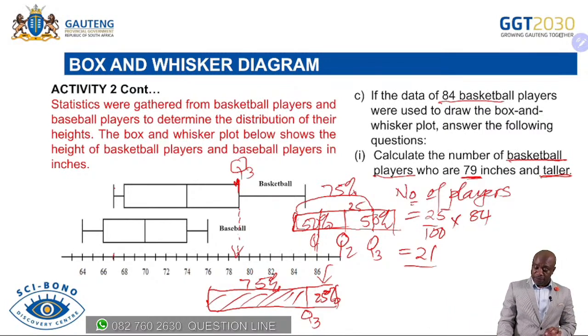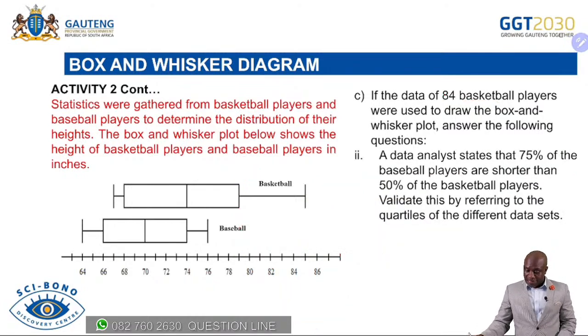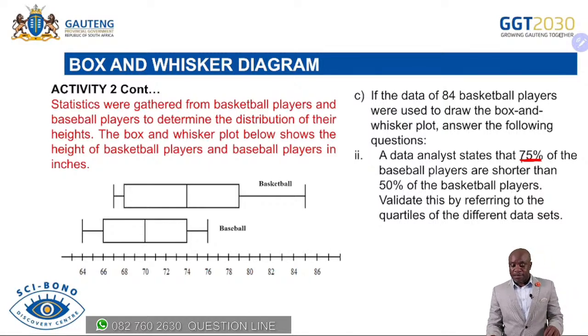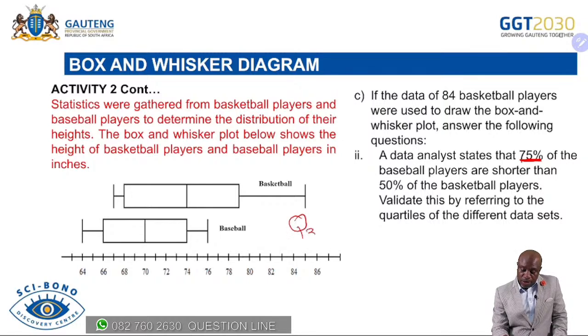So when we say 25% above, we need to know the number. We've been given the number. It was 84 players. So we calculate 25% of 84. That's how we do that question. And we now do the last part of that. A data analyst states that 75% of the baseball players. Now, remember, whenever we're looking at 75%, think Q3, 3/4. 3/4 is 75%. So when we are looking for 75%, we go Q3.